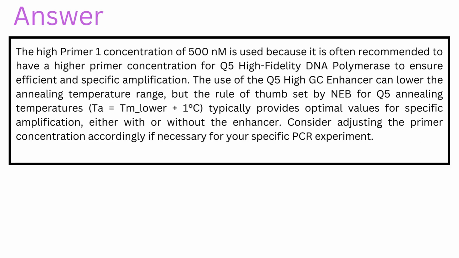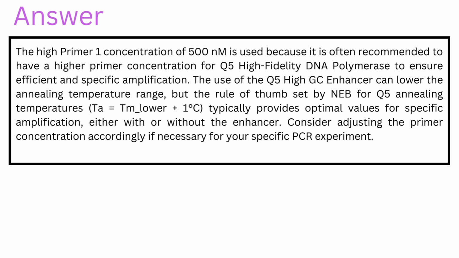The correct answer is the high primer 1 concentration of 500 nM is used, because it is often recommended to have a higher primer concentration for Q5 High-Fidelity DNA polymerase to ensure efficient and specific amplification.